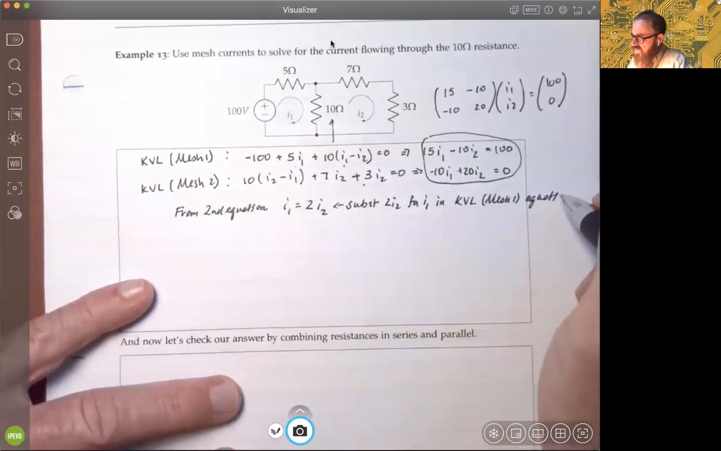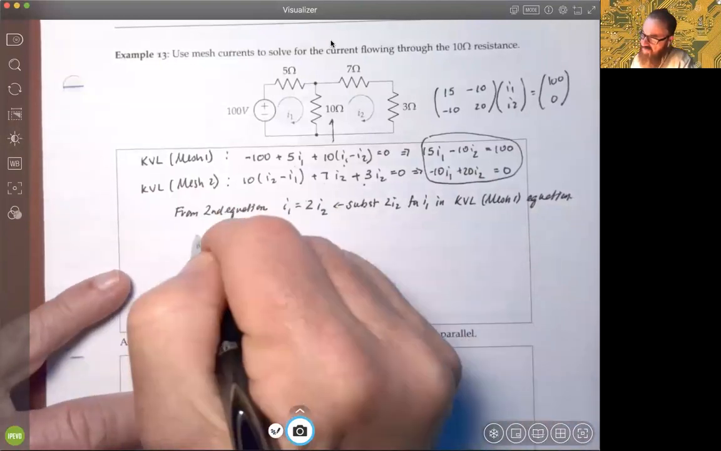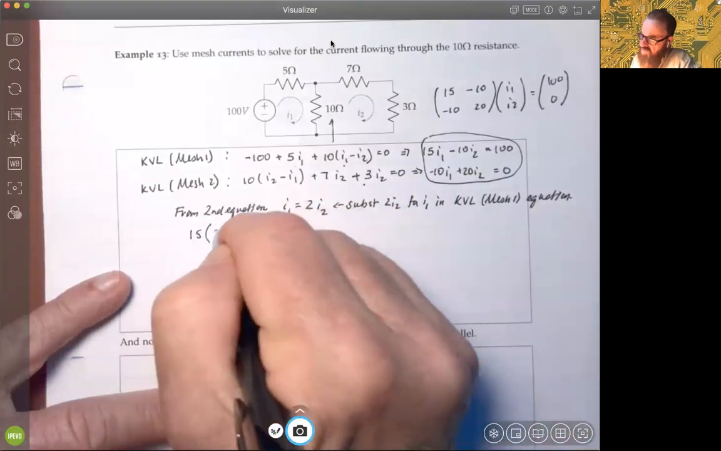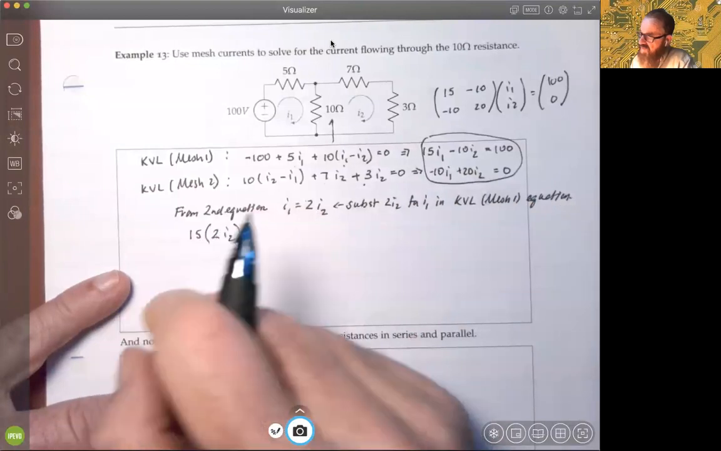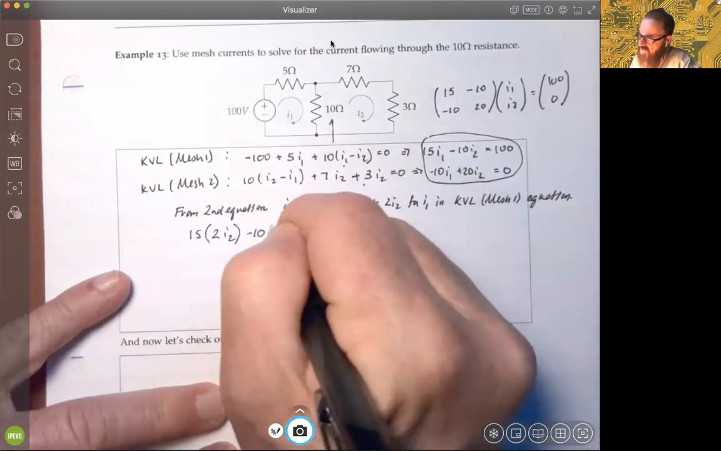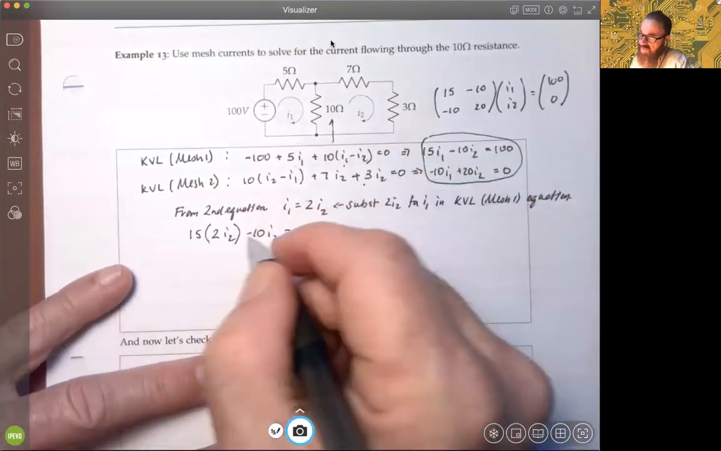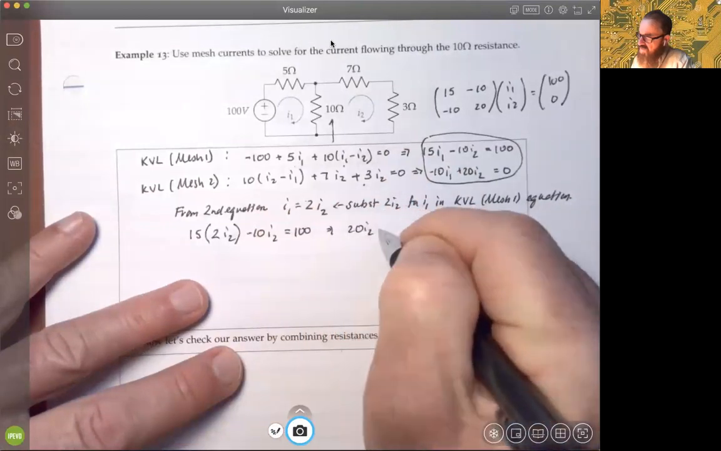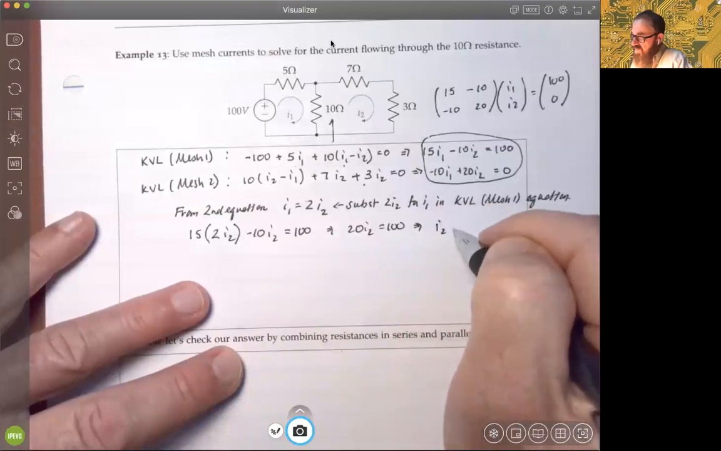And let's just do that, okay? So if we do that, what we'll have is 15 times what we just said. 2I2 is another name now for I1, okay? And then we'll subtract 10I2 and set that equal to 100. And clearly that's going to give us 30I2 minus 10I2. That's going to give you 20I2 equals 100, which says that I2 is really 5 amps, okay?